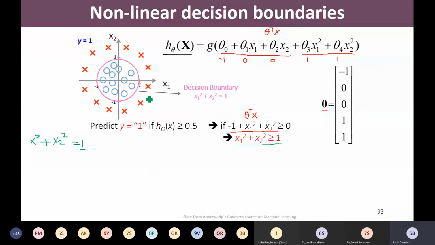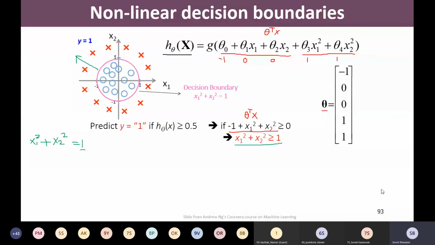So based on this decision boundary, the class is y equal to 1 if x1 square plus x2 square is greater than or equal to 1. So all the samples that lie on the circle or outside the circle, I'll say that the class is equal to 1.